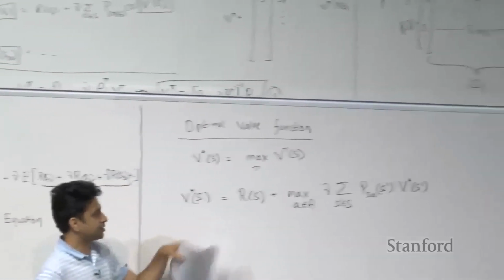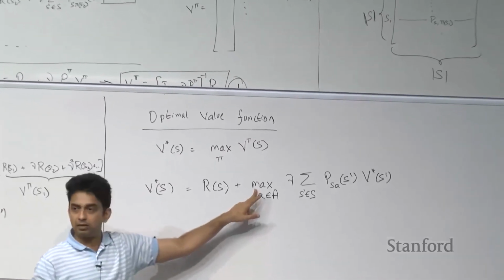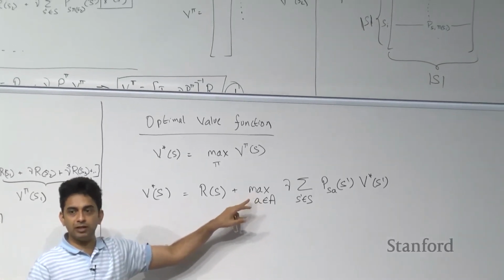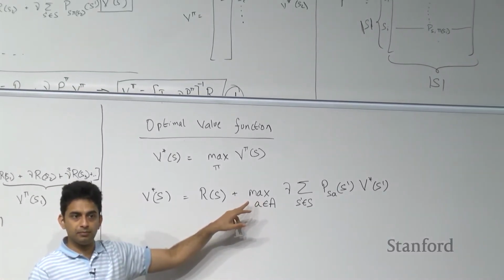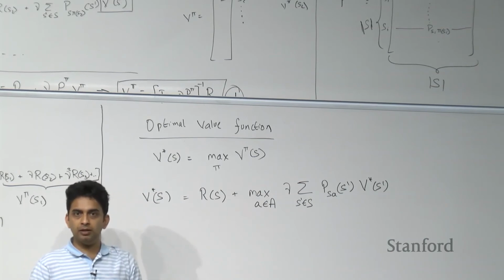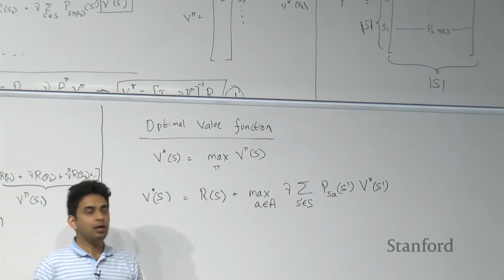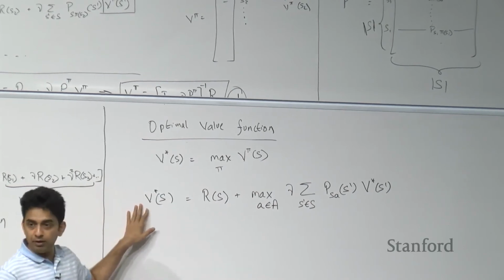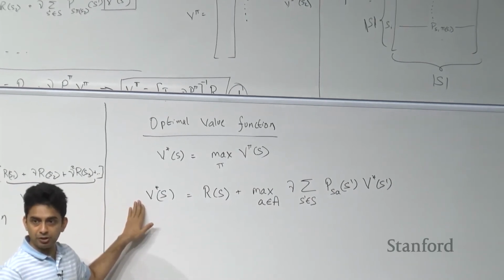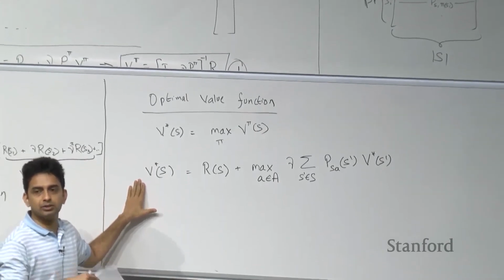However, V star of S, because of this max operator, it's just not possible to solve it linearly. If you're given a policy, it's very easy to calculate the long-term value according to that policy. But to calculate the best possible value, or V star, the optimal value function, it's not as easy as solving a linear system.